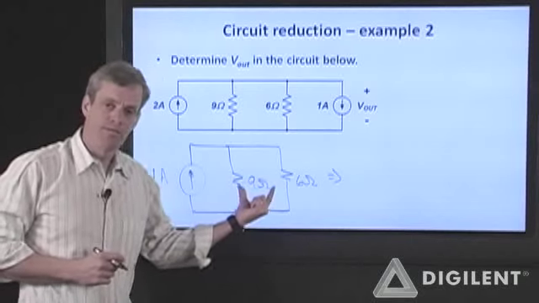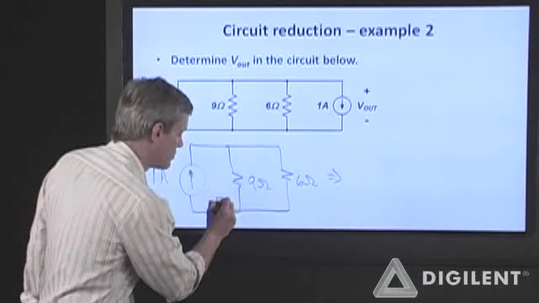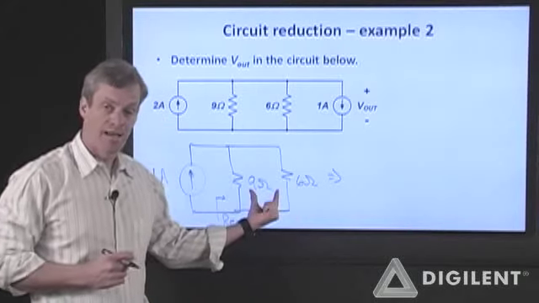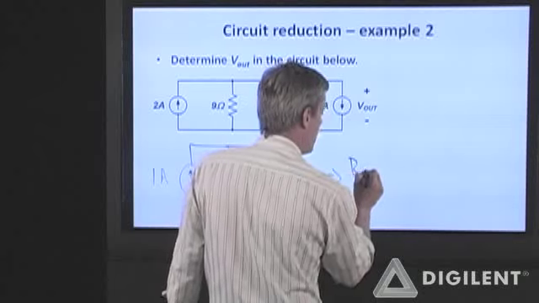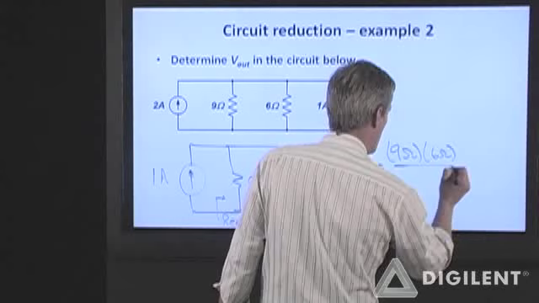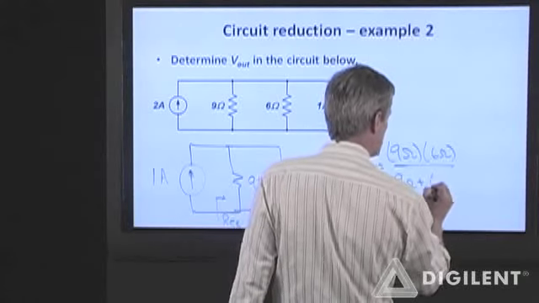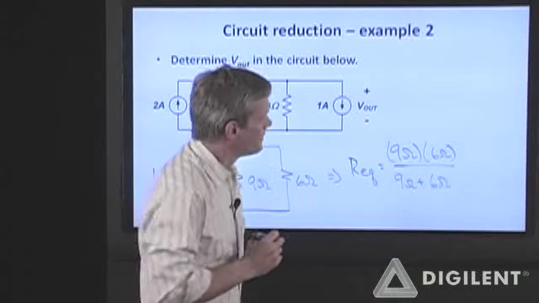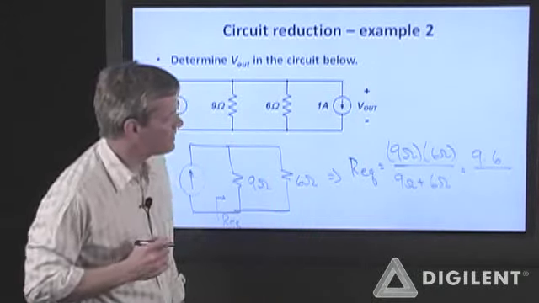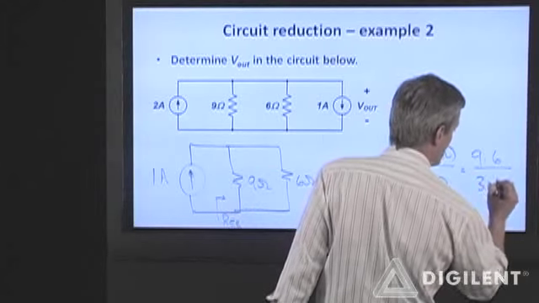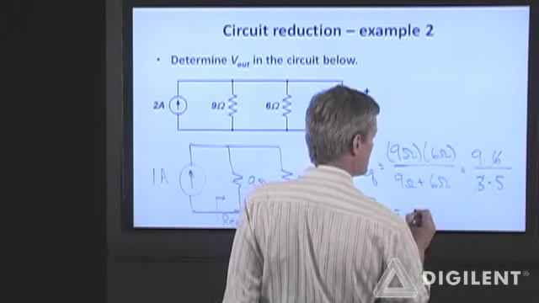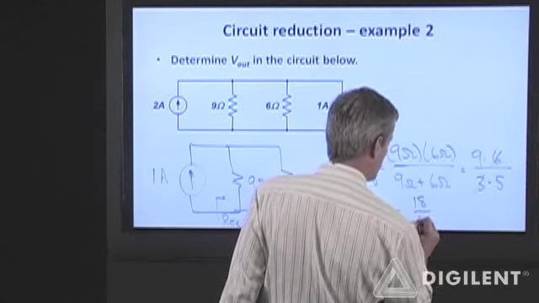For the special case of two parallel resistances, I can determine the equivalent resistance by multiplying the resistances together and dividing by the sum of the resistances. So Req is 9 ohms times 6 ohms over 9 ohms plus 6 ohms. So this is 9 times 6 over 9 plus 6 is 15, which can be factored into 3 times 5. I can cancel that with that, and I get an equivalent resistance of 18/5 of an ohm.